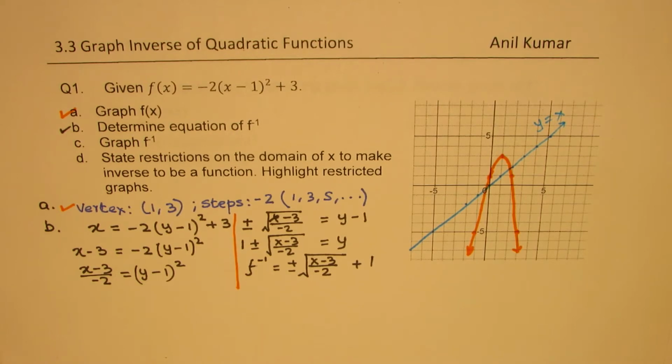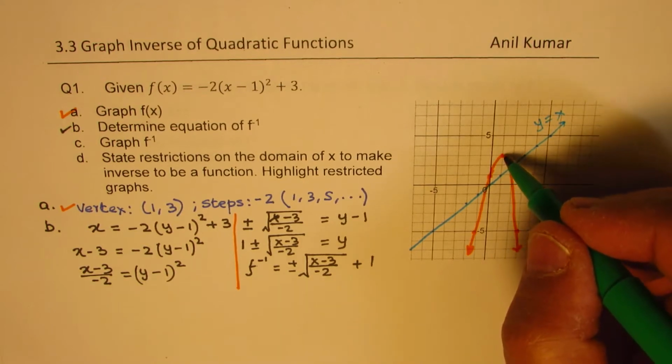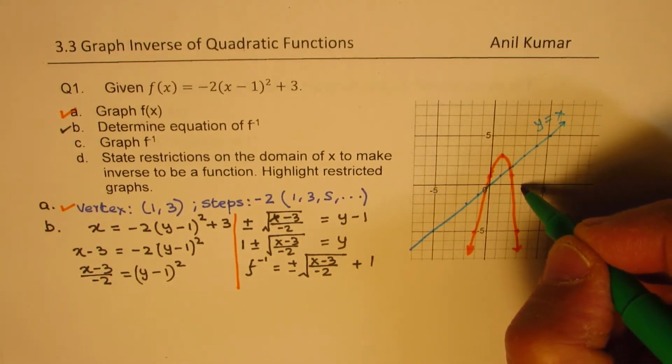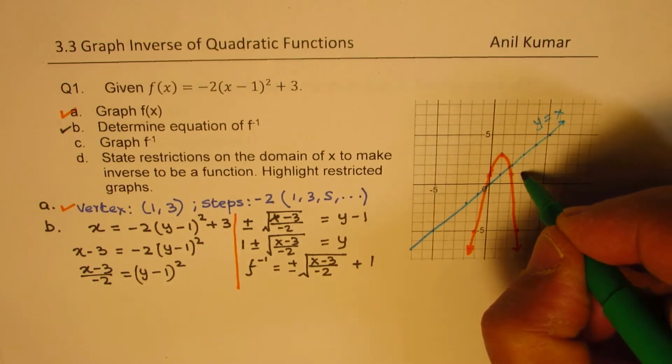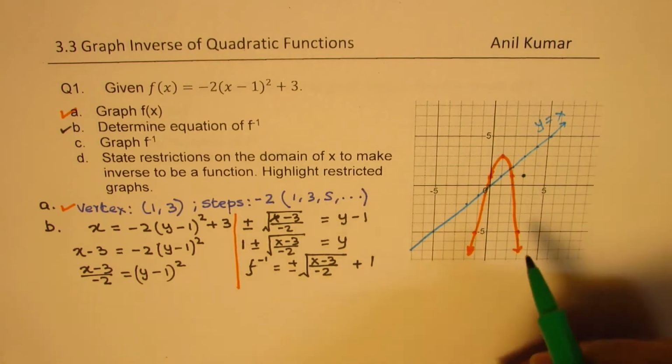So let's begin with the vertex itself, which is at (1, 3). That point becomes (3, 1), right? So for 3, we get 1. So this point gets reflected to that point, right? So this is vertex (3, 1).